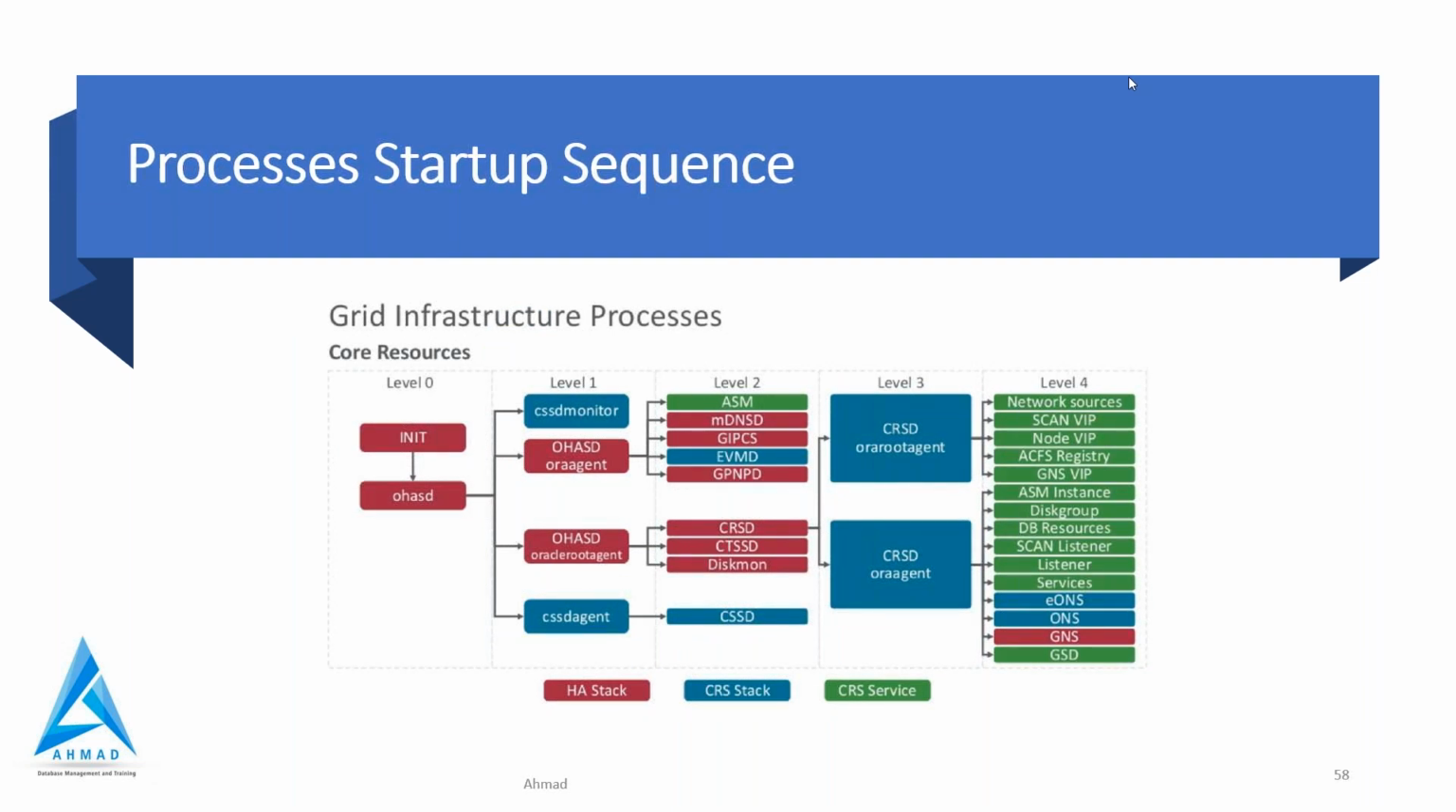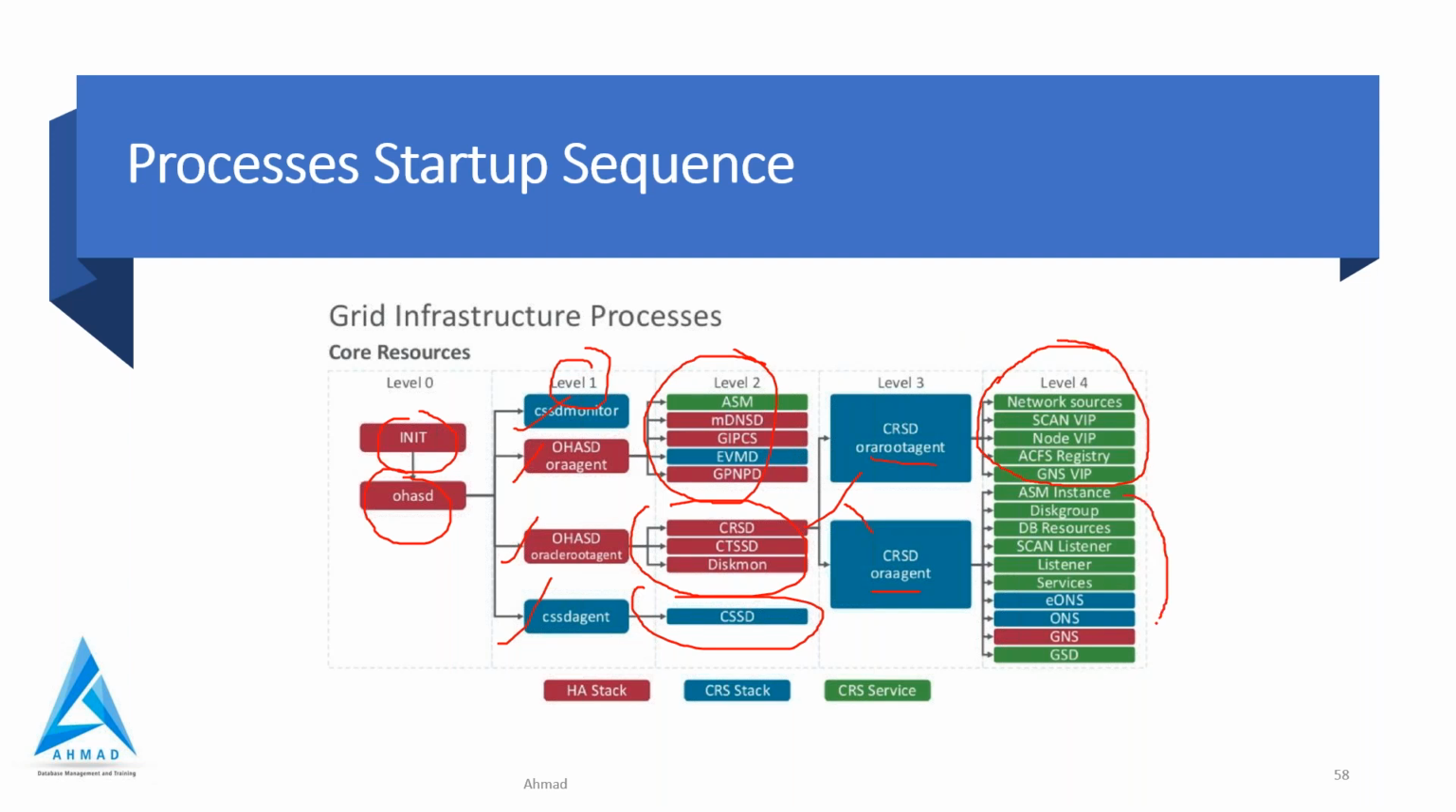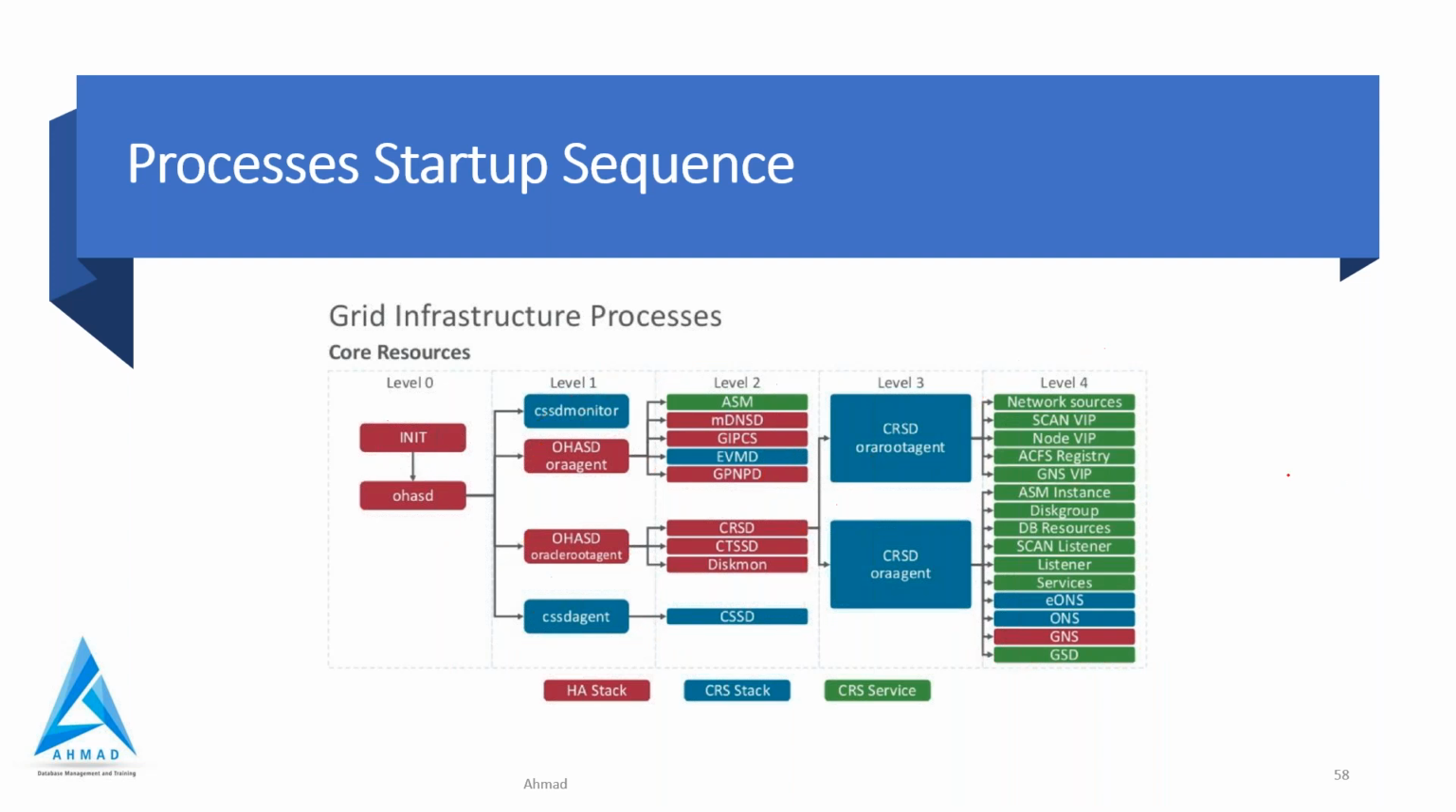Now this is a very important process: startup. So first init will start the OHASD process, then the OHASD process will start the CSSD monitor, ORA agent, ORA root agent, and CSSD agent. So this is level 1, and after that the ORA agent will start these processes, and the ORA root agent will start these, and the CSSD agent will start only CSSD. And then CRSD will spawn two processes, that is the CRSD ORA root agent and ORA agent, and then the CRSD ORA root agent basically starts these processes, and these processes start with the CRSD ORA agent. So these are the grid infrastructure processes which start in level 0, level 1, level 2, level 3, level 4.